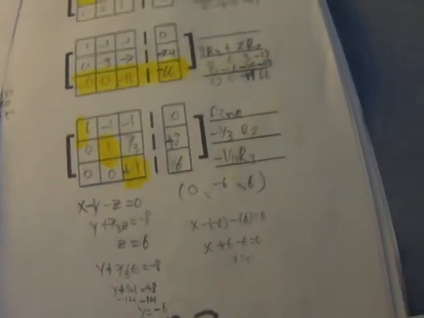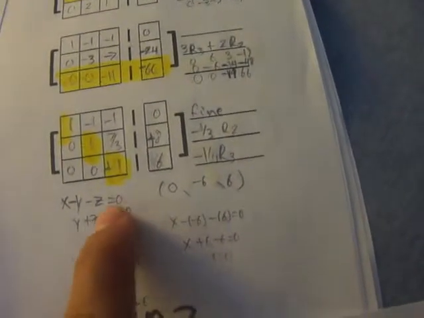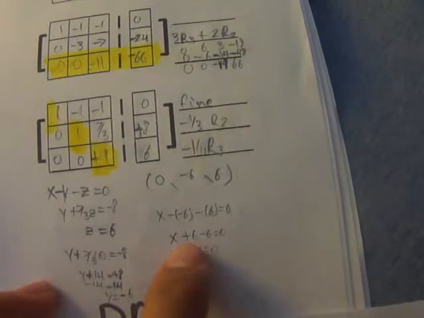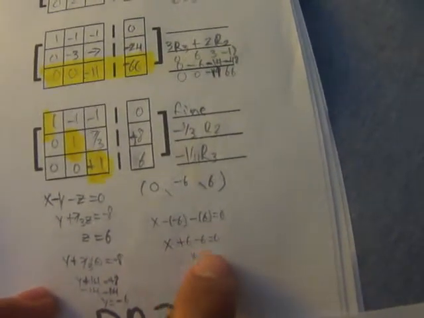Y will give us negative 6, and then we plug in negative 6 and 6 with the first row, and that will give us 0, because these two will give us basically x plus 6 minus 6 equals 0.